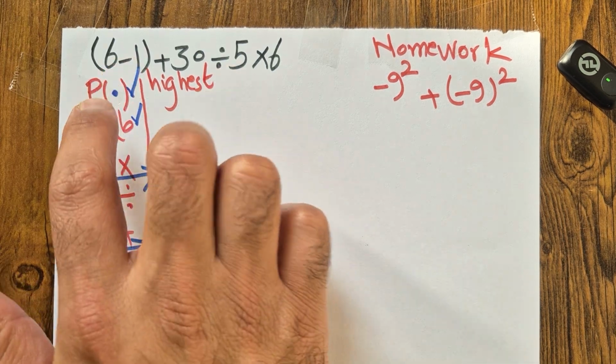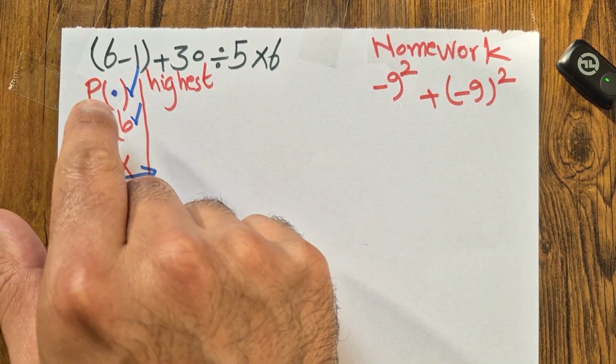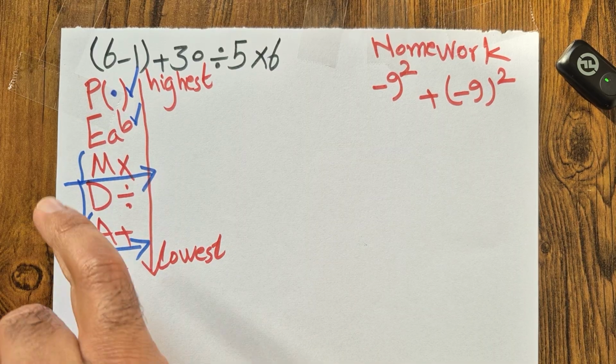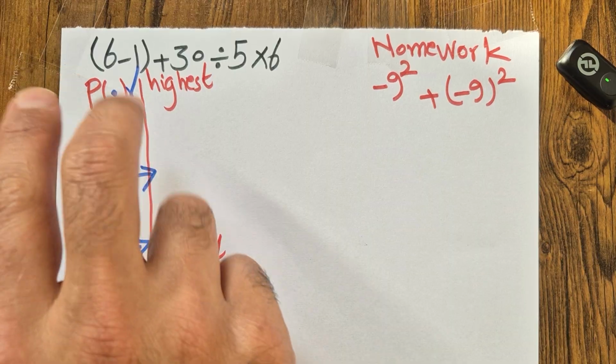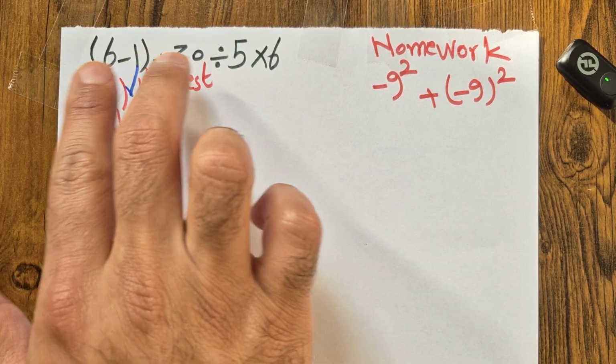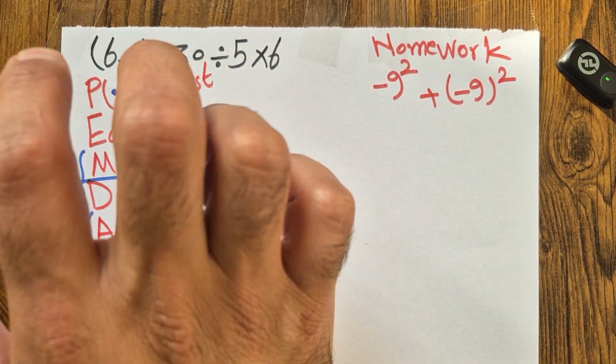How would you solve this expression? 6 minus 1 inside the parentheses plus 30 divided by 5 times 6. Which operation do you go at first? Parentheses, divisions, additions, which one?